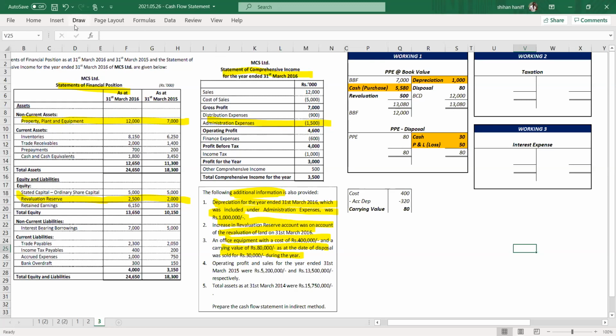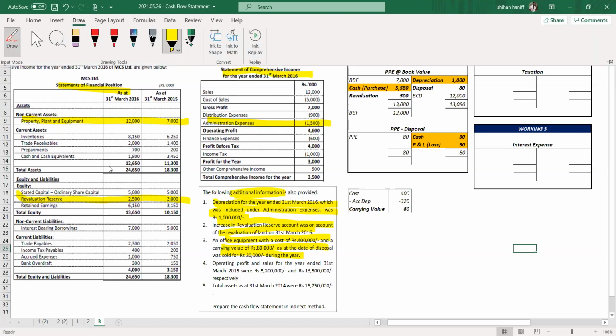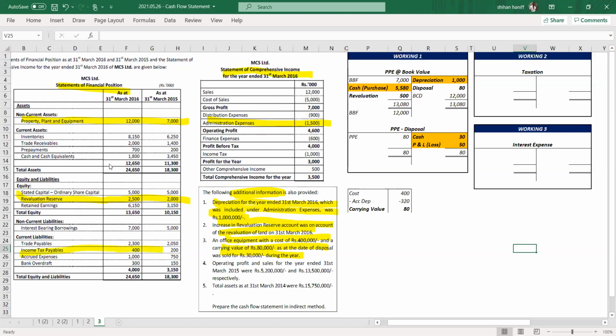Okay. So taxation. Income tax payable 400 and 200. And here we have income tax expense for the year, which is 1,000. How much is the tax payment?